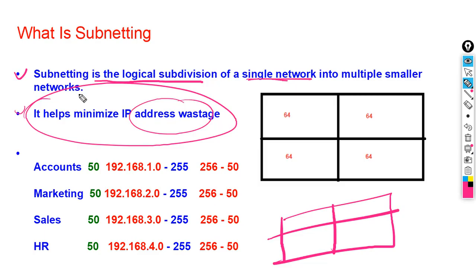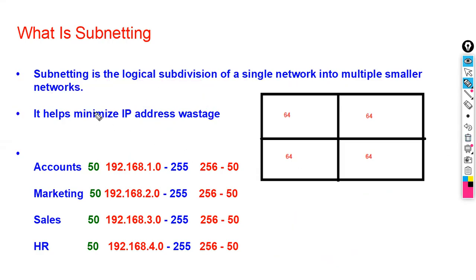Okay. So guys, remember the term here. We are using the term minimizing the wastage. It is not eliminating the wastage. What is the requirement? 50, right? Still, we are providing 64 IP addresses. So around 12 IP addresses are wasted. Wasting in the sense you can use them in future, but it is not eliminating the wastage. It is minimizing the wastage. Clear the idea?